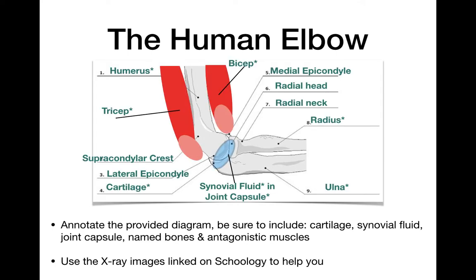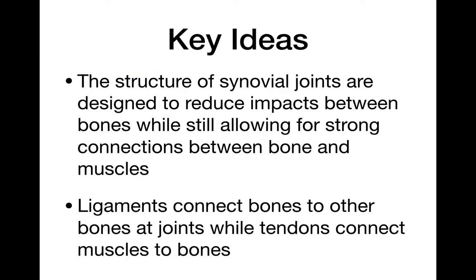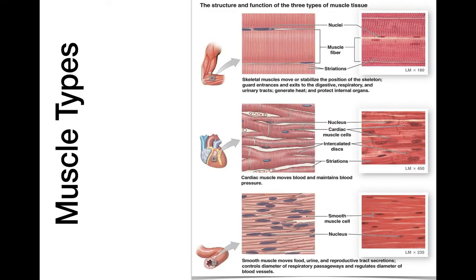Okay. So there's little answers. Key ideas. The structure of synovial joints are designed to reduce impacts between bones while still allowing for strong connections between bone and muscles. Ligaments connect bones to other bones at joints, while tendons connect muscles to bones.